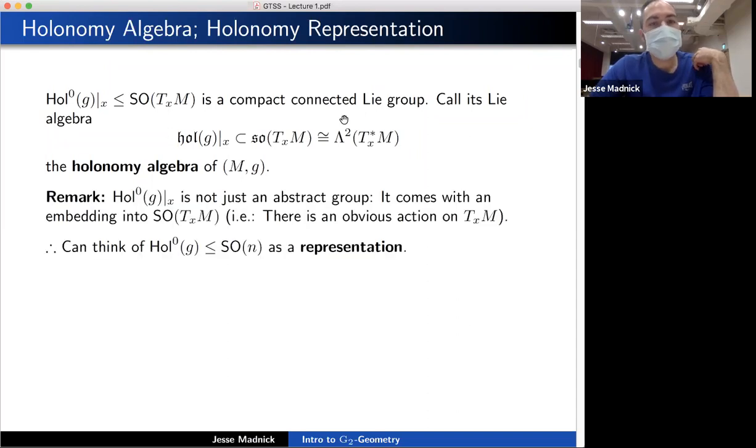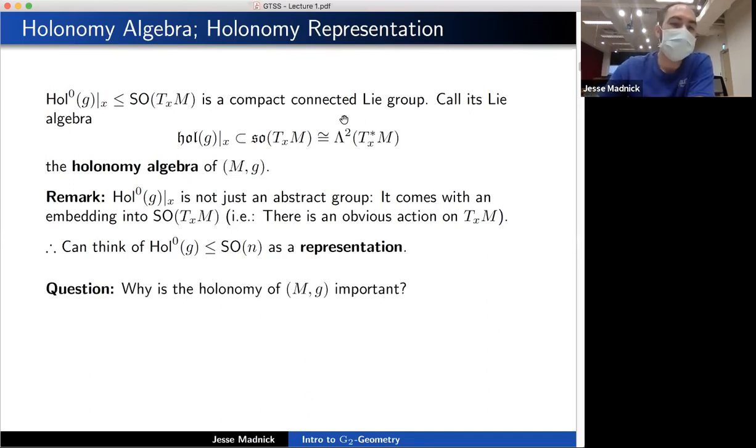And I should point out that the holonomy group, or the reduced holonomy group, is not just an abstract group, it has more structure than that. It comes with an embedding into SO(T_X M), right? Because there's an obvious action of the reduced holonomy group on T_X M, and it's a linear action. And so the point is that you can think of the reduced holonomy group as a representation. Okay, and this point of view will be important later.